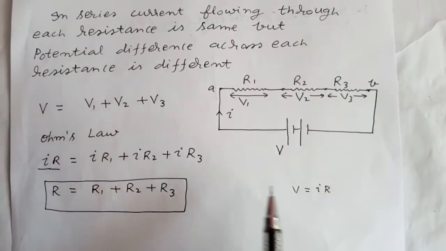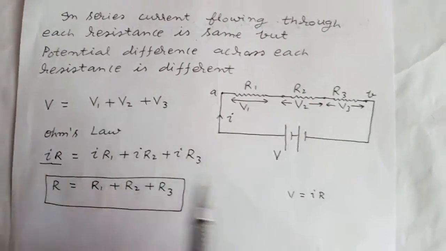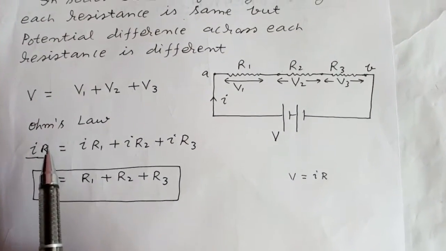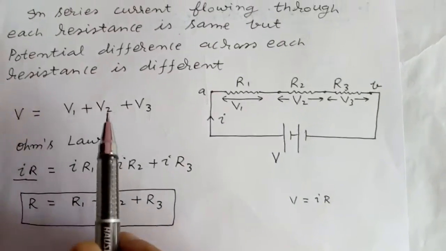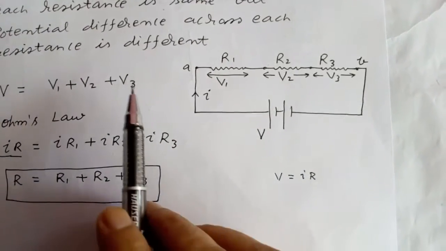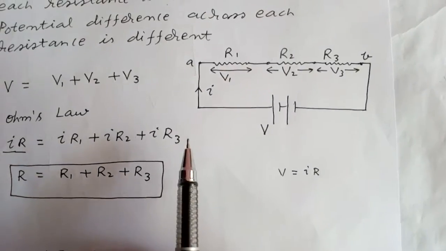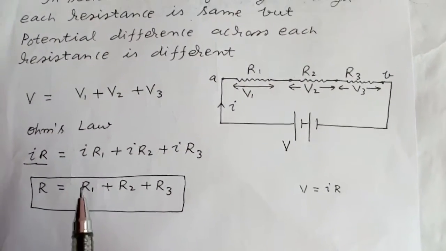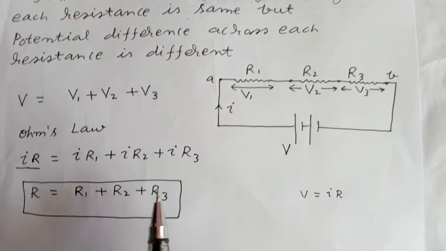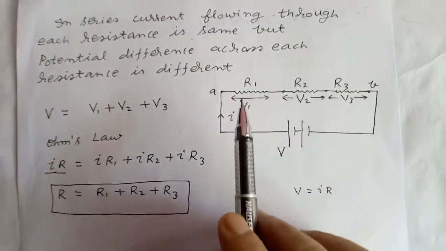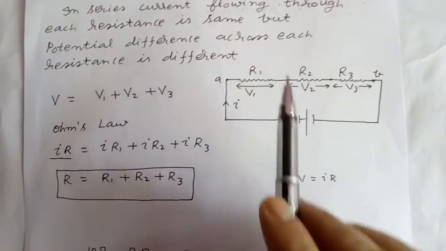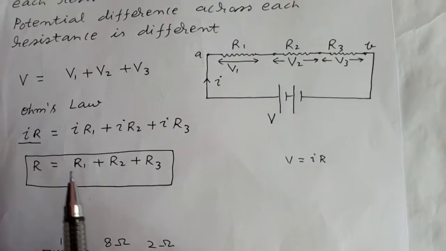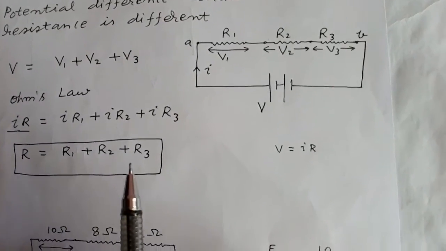Now by Ohm's law we know that V is equal to IR. So for V it is written as IR, for V1 IR1, plus V2, so it is plus IR2, plus V3, so it is plus IR3. Now I cancels, so capital R is equal to R1 plus R2 plus R3, which is equivalent resistance of this combination. So in series equivalent resistance is sum of all resistances.